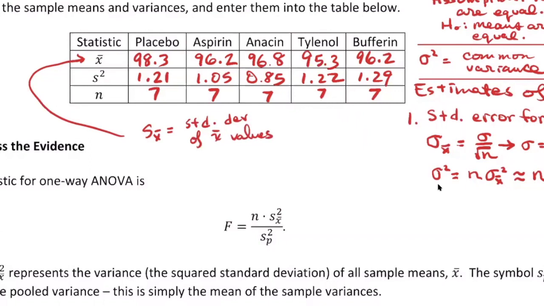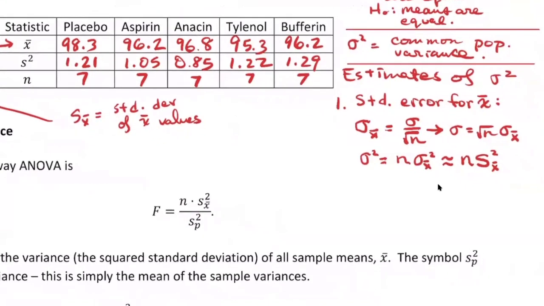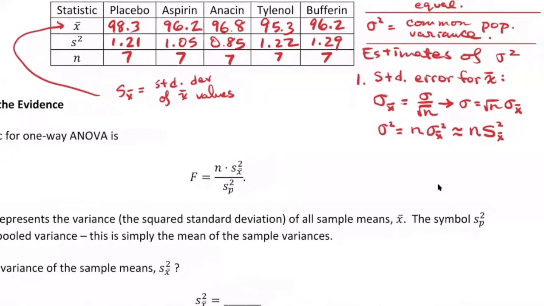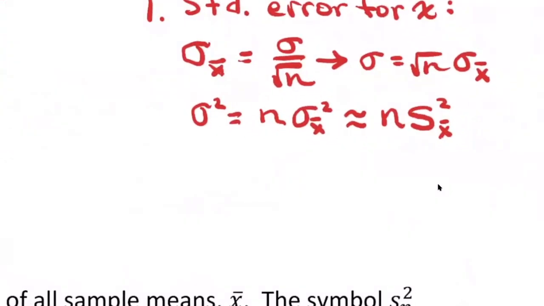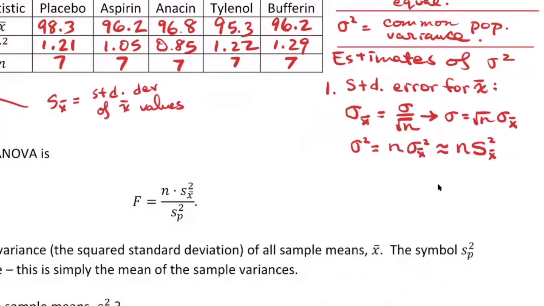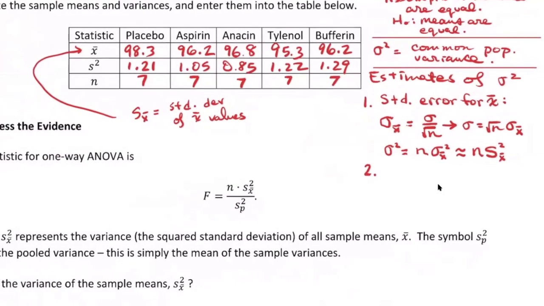Okay. And so if I could take the standard deviation of the X bar values, square that, multiply by the sample size n, then I'd have an estimate of the population variance. Okay, so that's one way of estimating the population variance. Another way of estimating the population variance is to just average the sample variances.